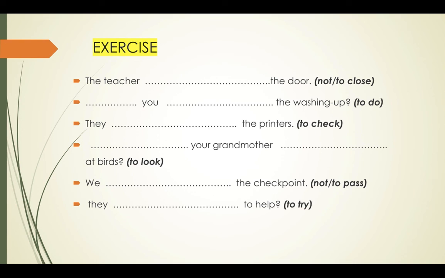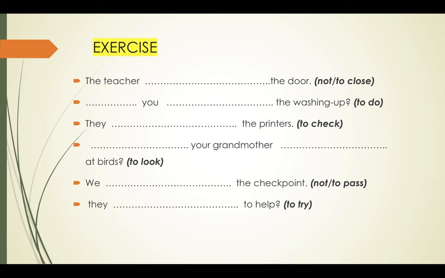In this exercise we are going to conjugate the verb in present continuous. We have: the teacher not to close. You can say the teacher, yes, and you have to finish. Then we have: you, the washing up to do. We are going to conjugate the verbs there. They, the printers, and we have the verb to check. Pay attention: sometimes you're going to have negative form, sometimes question form, sometimes affirmative form.